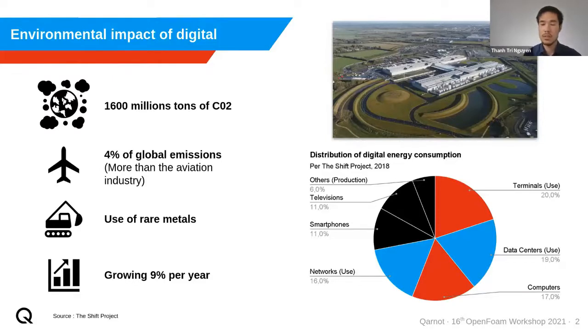Those global carbon emissions are growing about 9% per year, which is not insignificant. To produce all that technology, there is also the use of rare metals, which are extracted at a big energy cost and can lead to ethical problems as well.